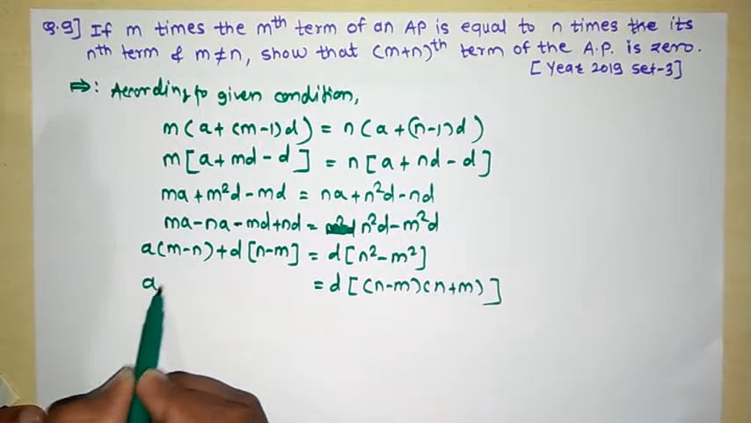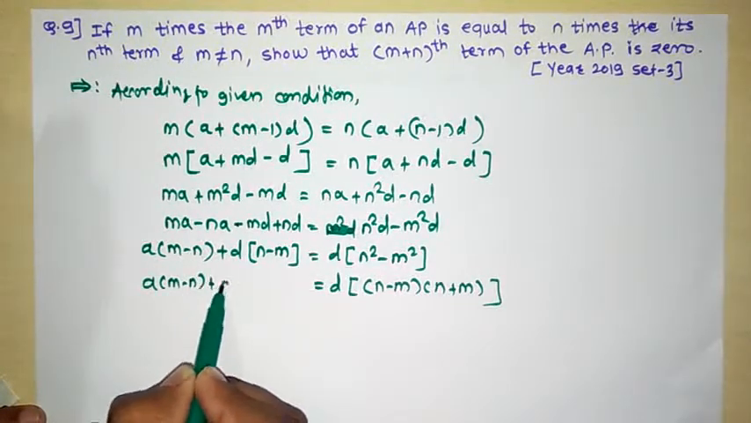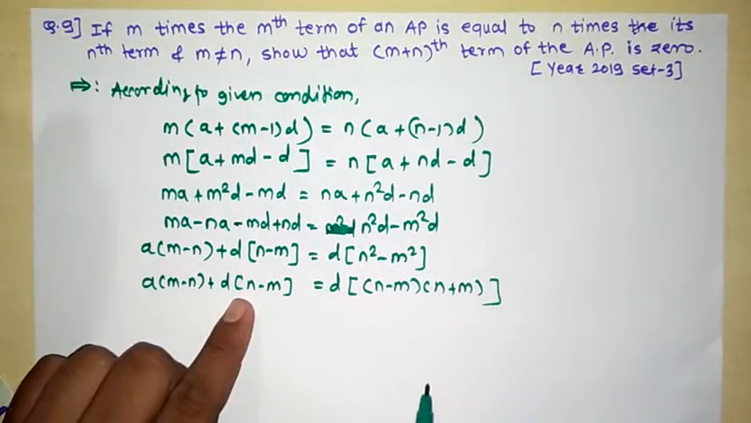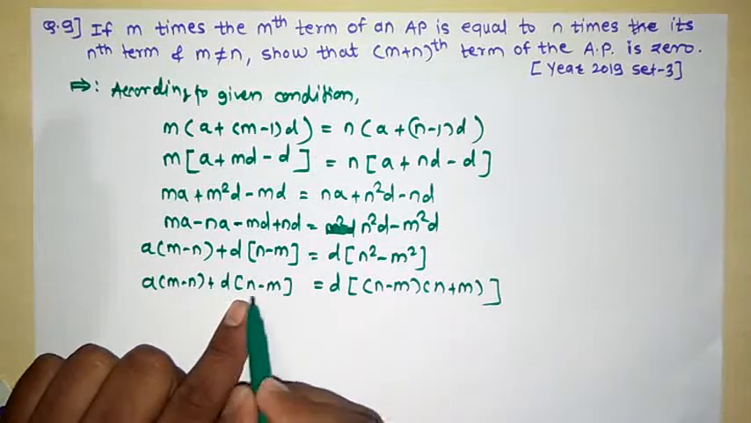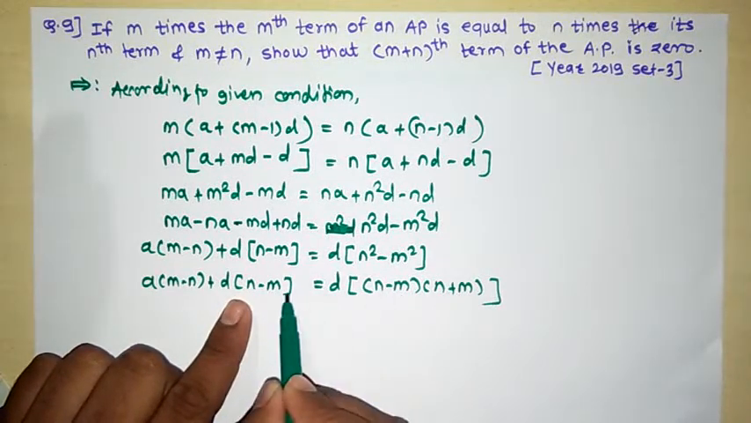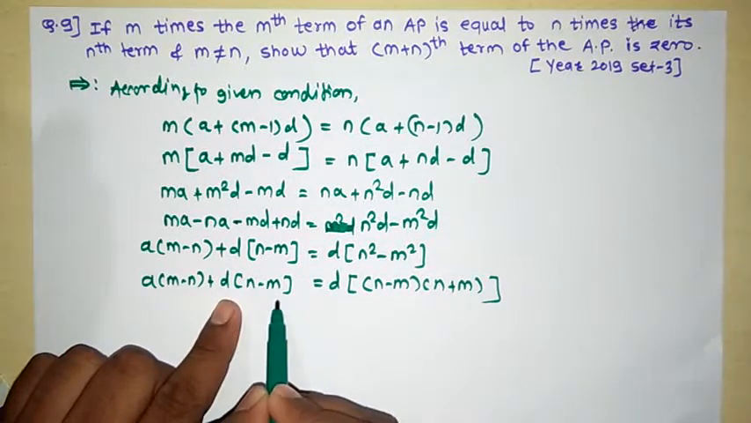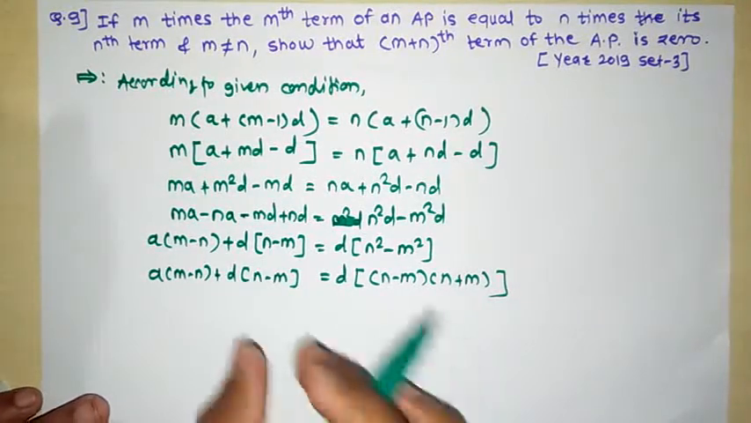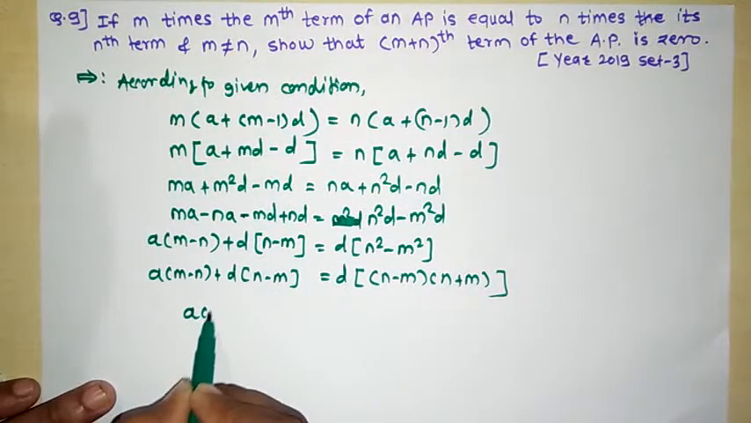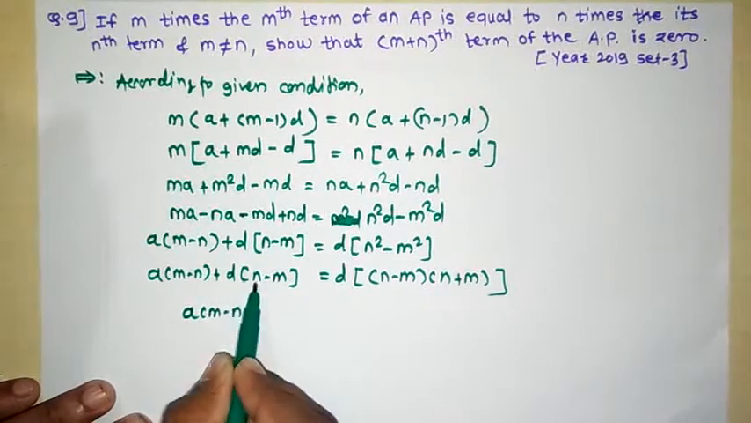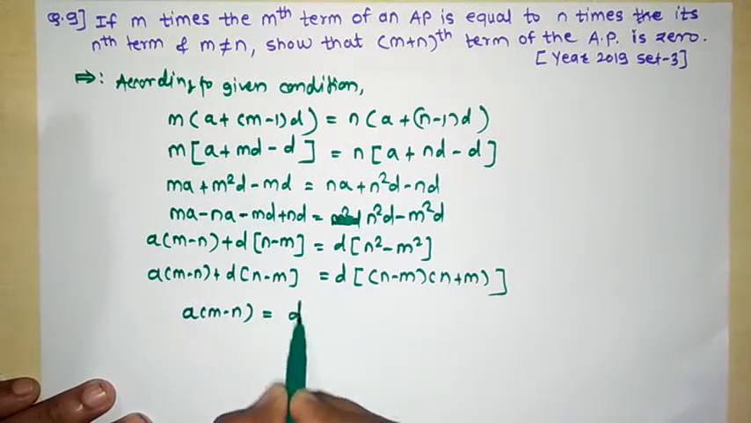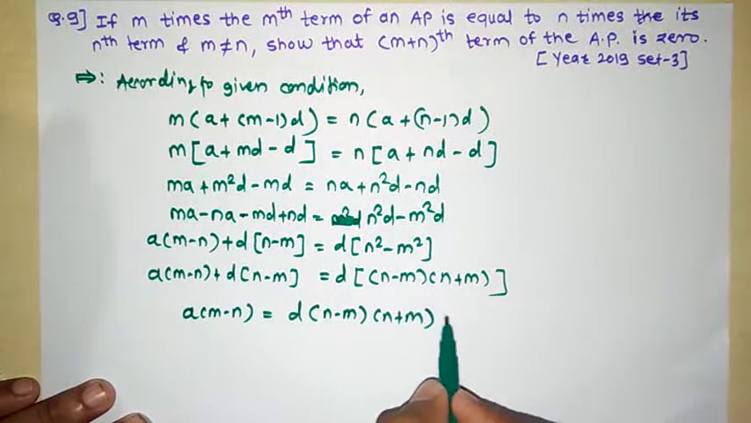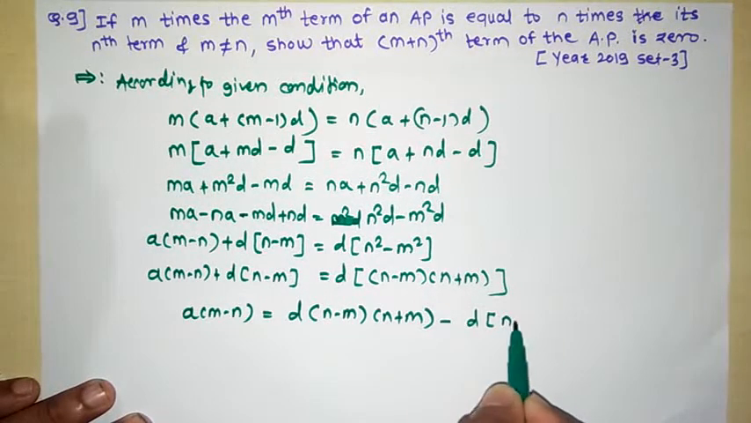Now which is equal to a into m minus n as it is, plus d into n minus m as it is. Now send this n minus m term towards the right hand side. See here also n minus m is available, d is multiplication, and here also it is available. We have to write these like terms closer. That is a m minus n. Send this d into m minus n towards the right hand side. It will become d into n minus m into n plus m, and here it is positive, therefore it will become minus d into n minus m.